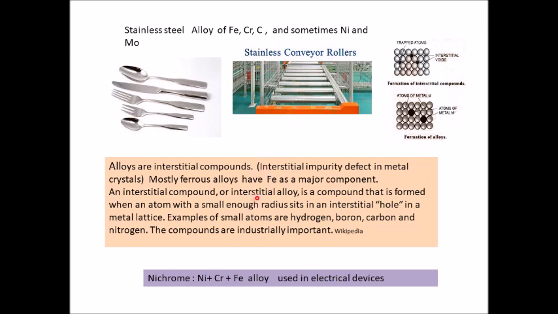And how do they affect the property? We will soon see. Nichrome is one more ferrous alloy. You can know about it when you open electrical devices. You will see the nichrome wire or the nichrome metal in them.